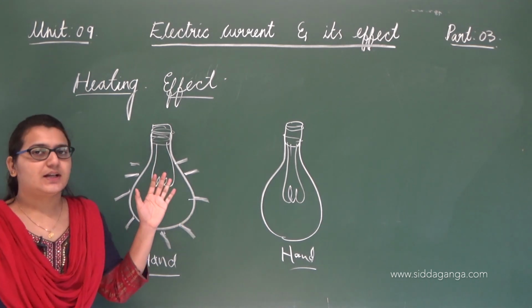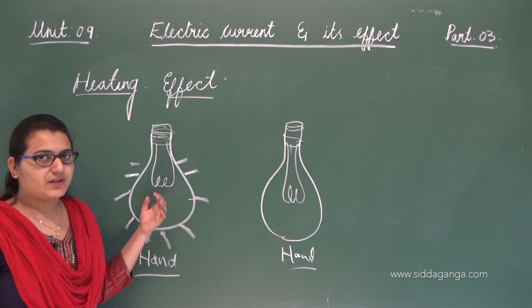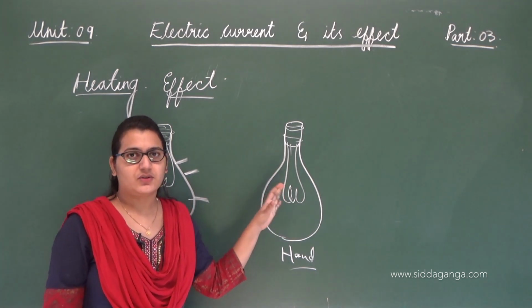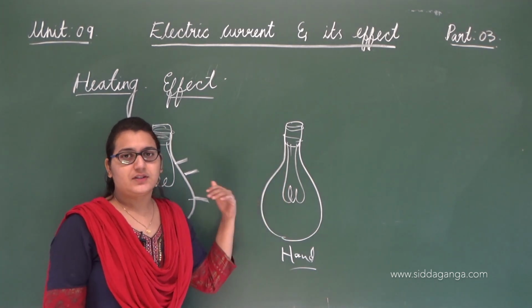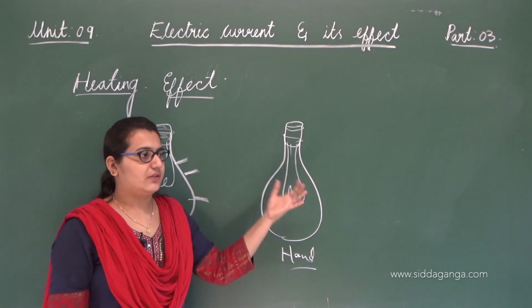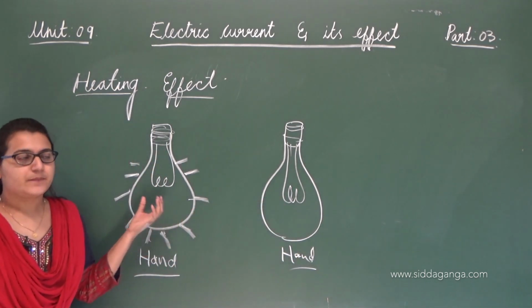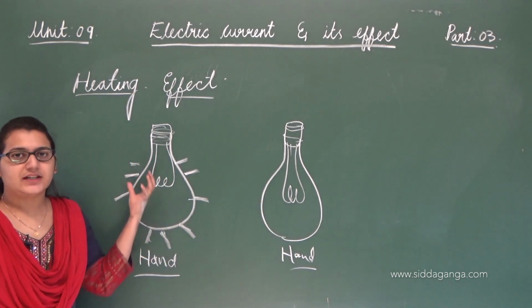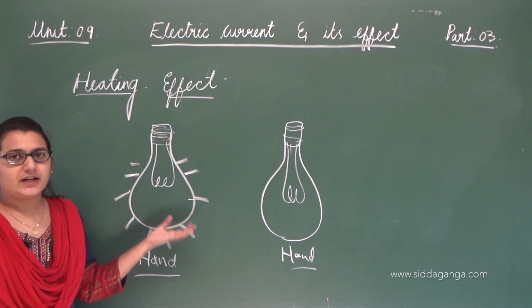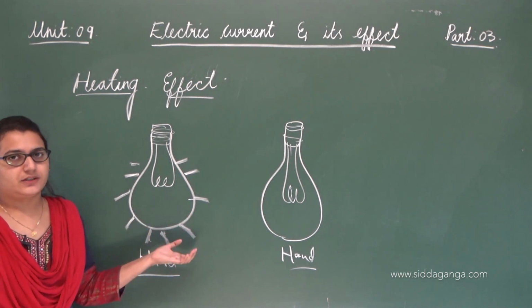By this experiment we can clearly see that here there is no electric current, the bulb is switched off, there is no flow of electrons, no current passing, no light, nothing is going on, and that's why you're not feeling anything. But in this case there is current flowing, the electricity is on, the bulb is on, we are getting light, and when we hold our hand near the bulb, we feel hot.